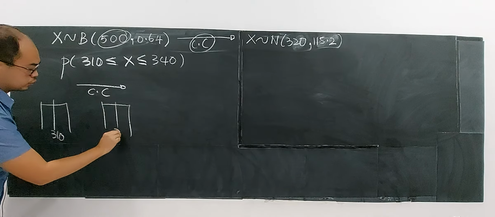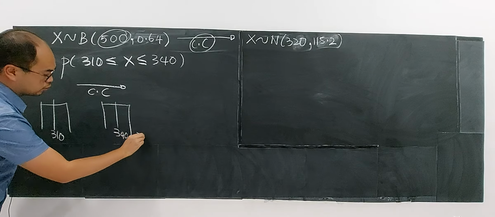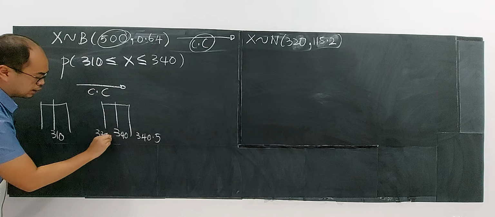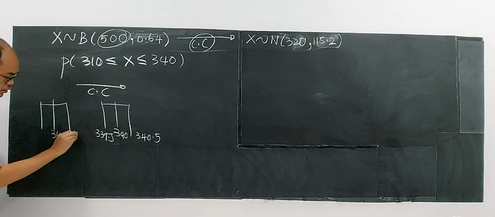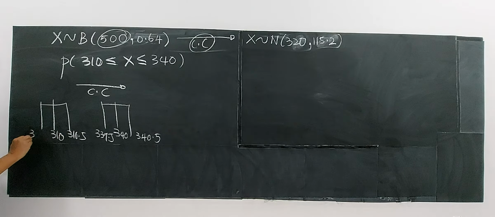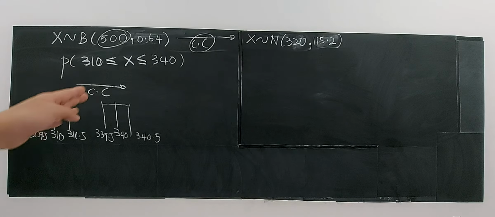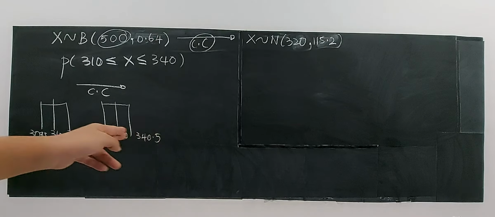310, here will be 340, right? So here will be 340.5, here will be 339.5. Here is 310.5, this is 309.5, right? If you take this minus 0.5, you get 309.5, right? So now how do we do this? We know that we are doing the continuity correction, right?